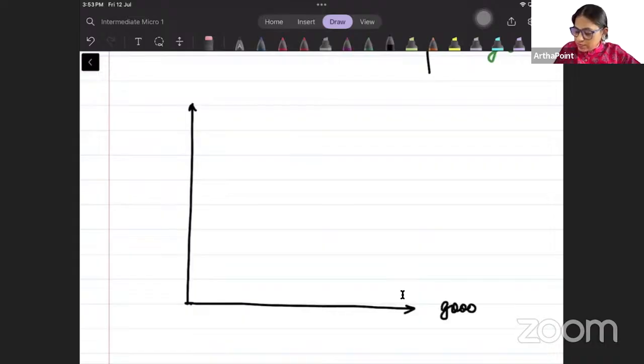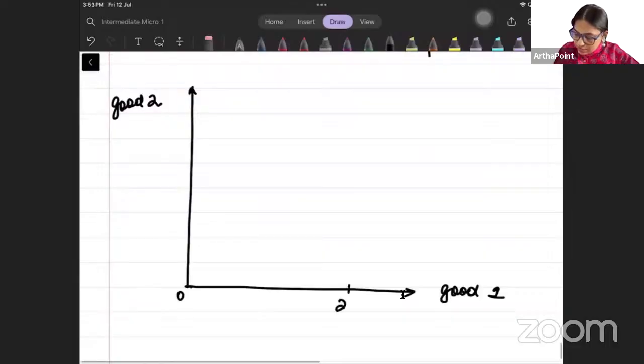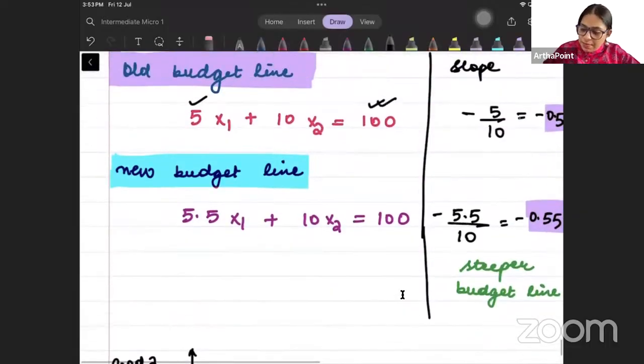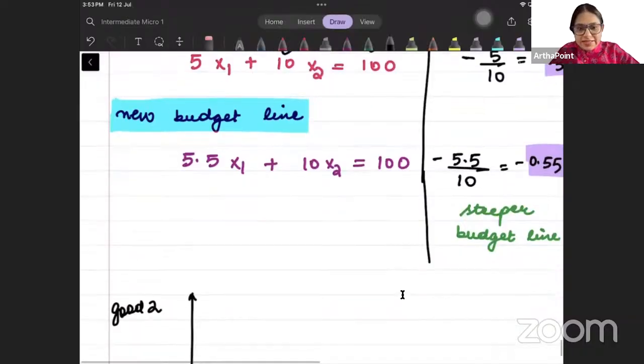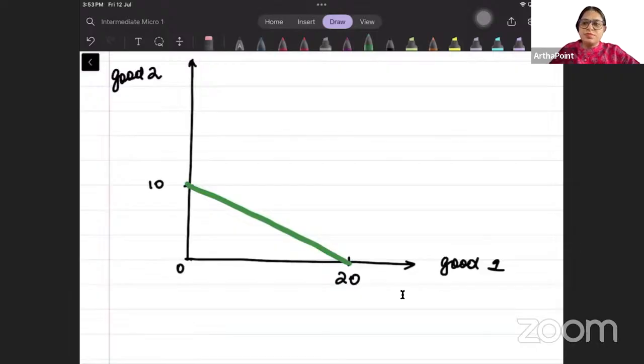Good 1, good 2. Beta, first look, m by P1, 100 divided by 5, that means 20. M by P2, 100 divided by 10, that means 10. Beta, this is my old budget line. This will be my old budget line.